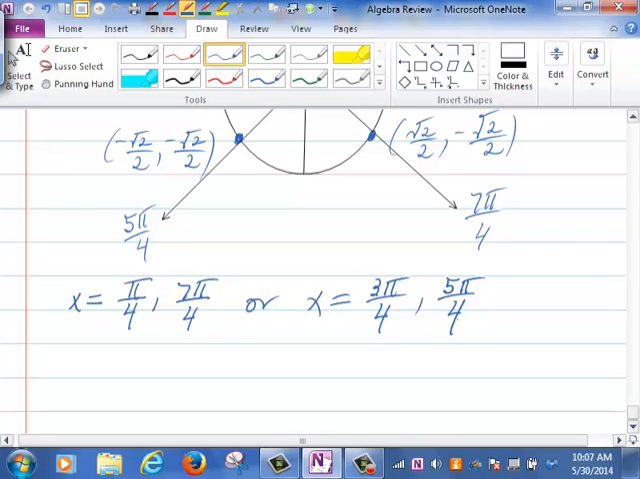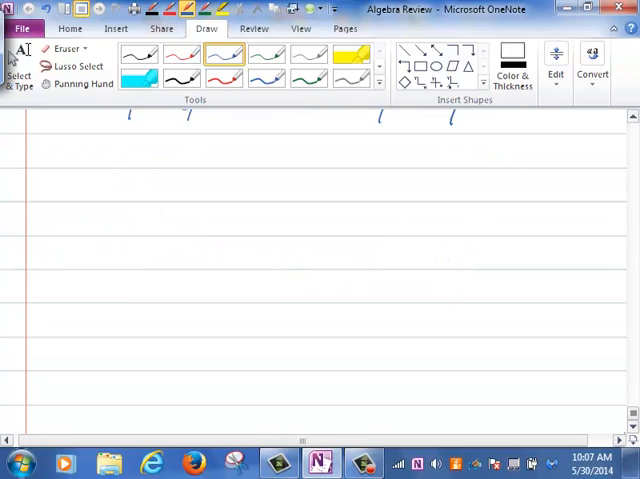Now, if it says find all the solutions, you just add a multiple of 2 pi. So basically, with each answer that you have right now, you add a multiple of 2 pi, like 2 n pi. Just add 2 n pi. Is that okay? All right. So, okay, any other questions?